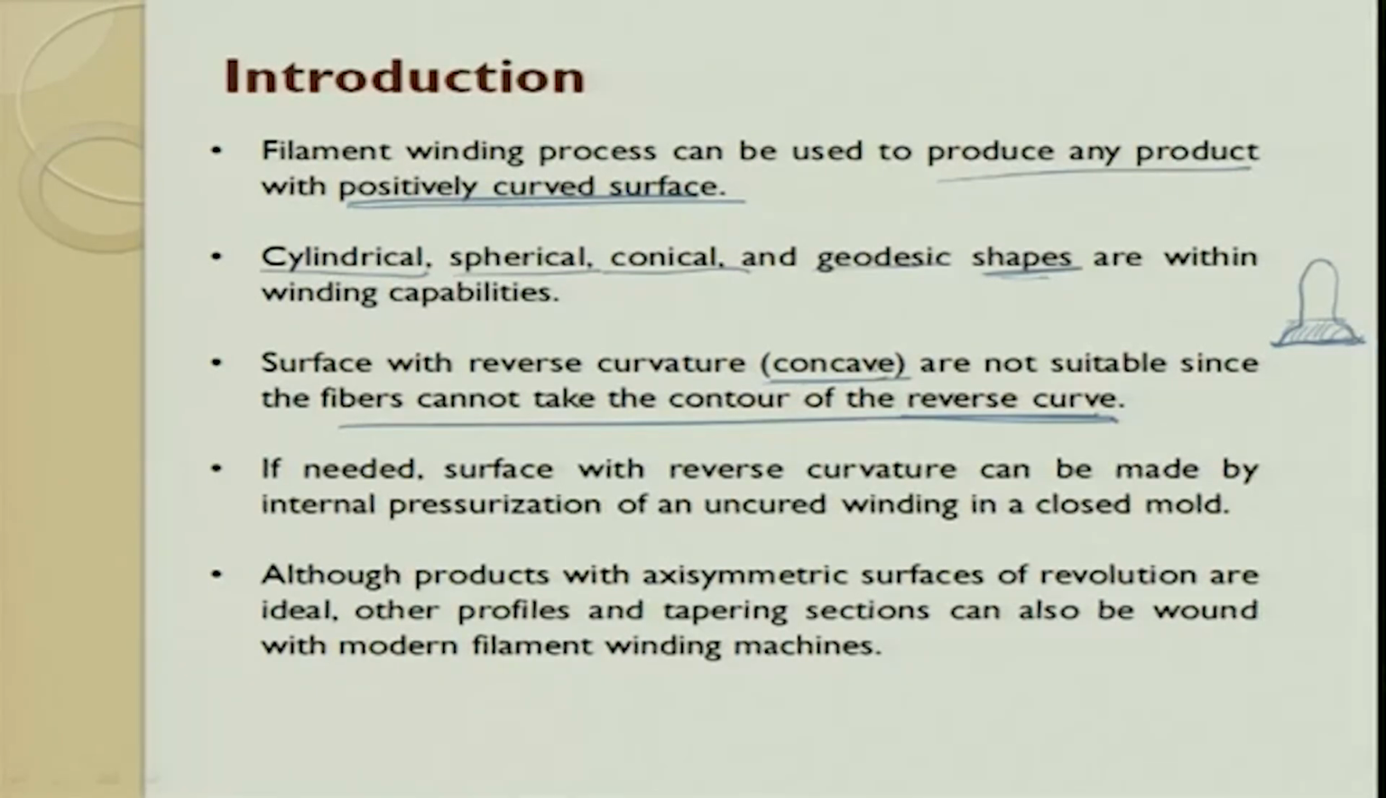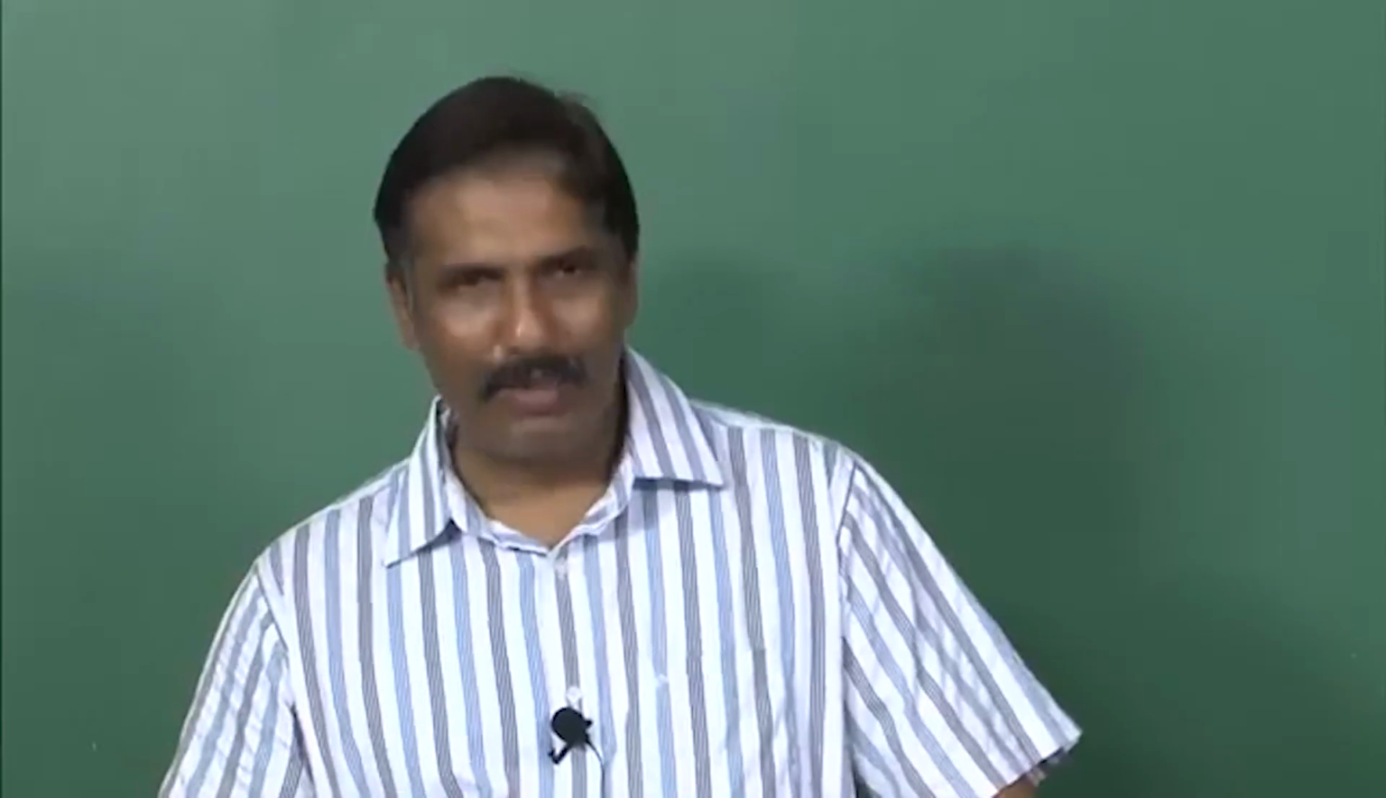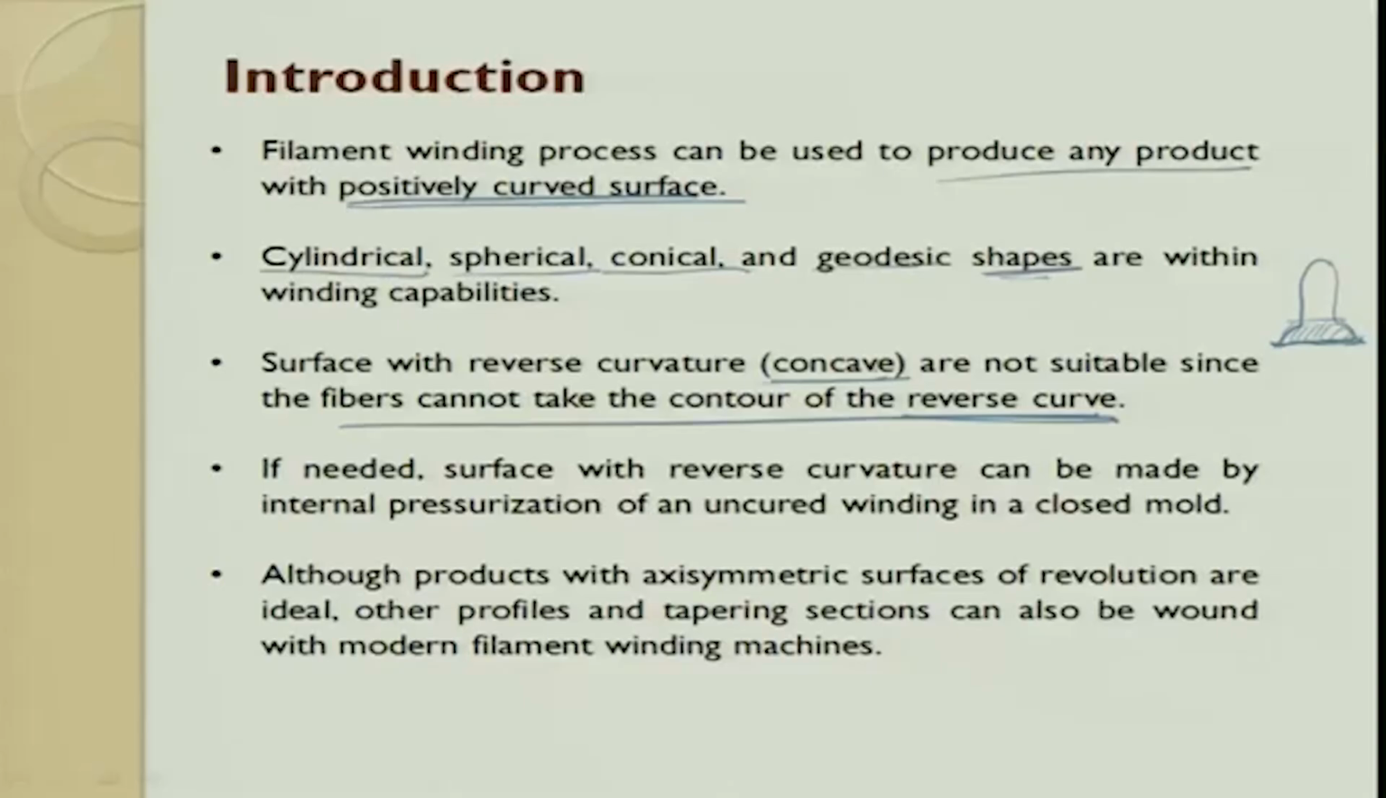Of course, it can be thought of with a lot of attachments in the setup, it can be done, but predominantly it is better to avoid. So, if needed, the surface of the reverse curvature can be made by internal pressurization of an uncured winding in a closed mold. As I said, if you want to make a reverse curve, then there has to be an attachment made. So, here what they have done is an internal pressurization of an uncured winding on a closed mold. So, you can get it done.